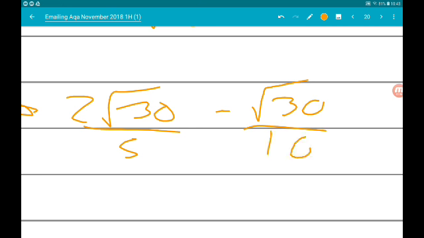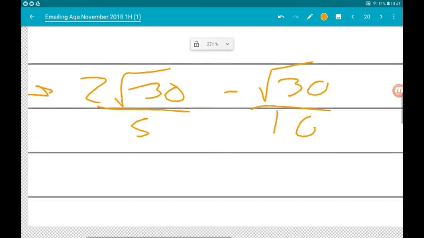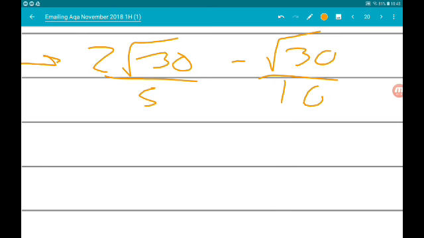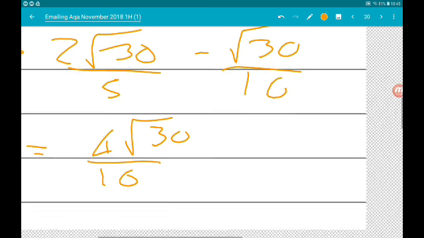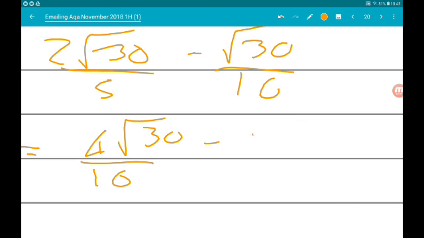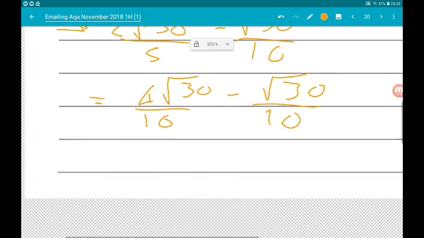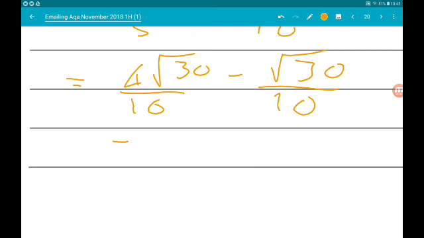Now we know that we want to end up with a 10 on the bottom, so we need common denominators. So 2 root 30 over 5 is 4 root 30 over 10. So we got 4 root 30 over 10 minus 1 root 30 over 10. We've got 3 root 30 over 10. Boom.